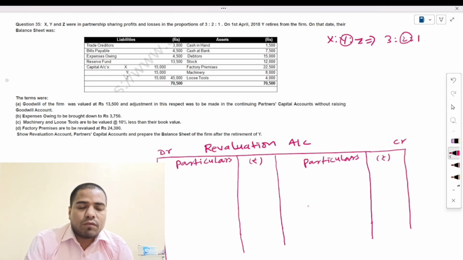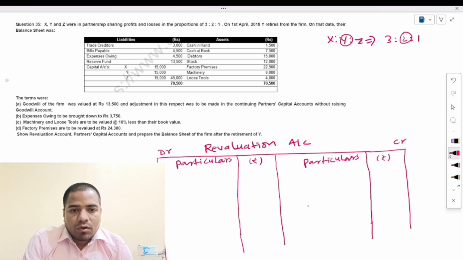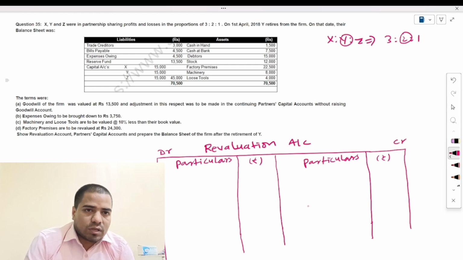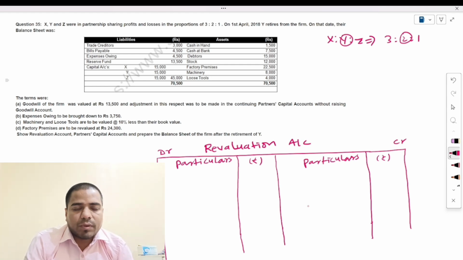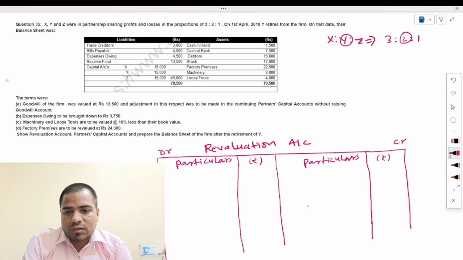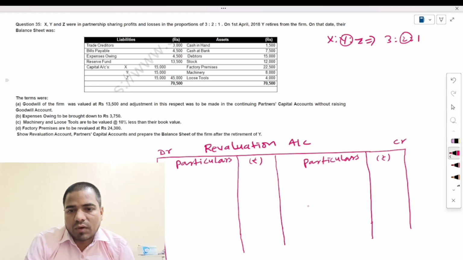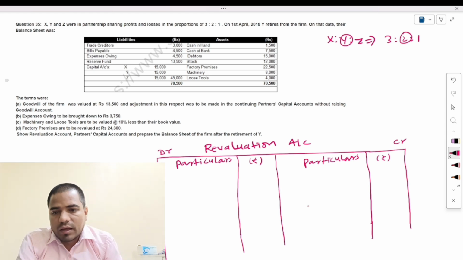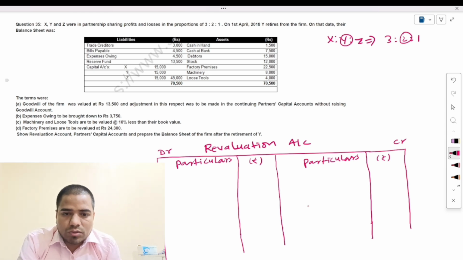Now what we have to do, we have to prepare the revaluation account, partners' capital account and the balance sheet of the firm. First of all, we will do the revaluation work. Then after we will do the partners' capital account. After that we will prepare the balance sheet. In revaluation account, as we know, increase or decrease in the value of assets or liabilities will be shown here. First of all, we have to find out what types of assets or liabilities are increasing or decreasing.